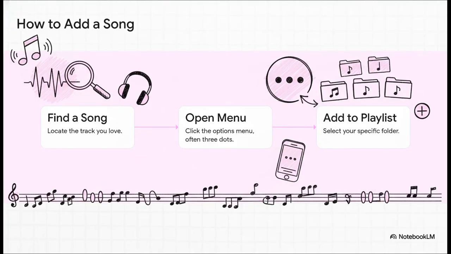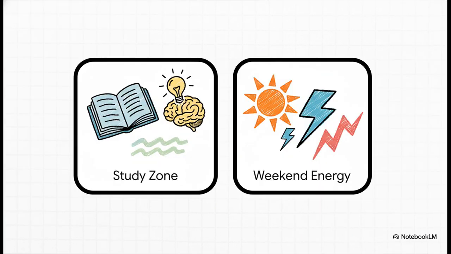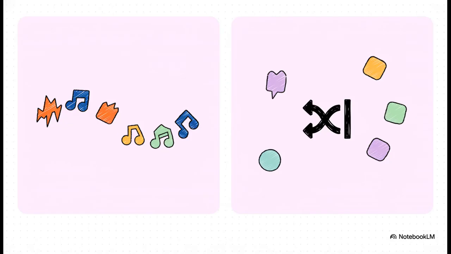Adding a song is super easy. It's just 3 steps. You find the song you want, look for that little 3 dots icon, tap it, and then just hit Add to Playlist. That's it. You're done. Oh, and you've got to give your playlist a solid name. A good name is everything. Something like Study Zone or Weekend Energy instantly tells you what the vibe is, so you can find the right mood in a second.